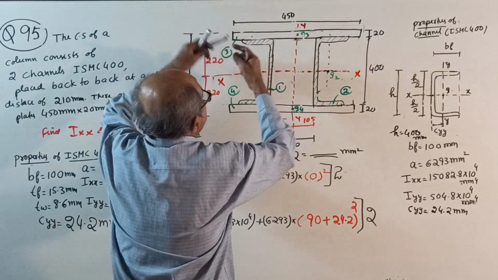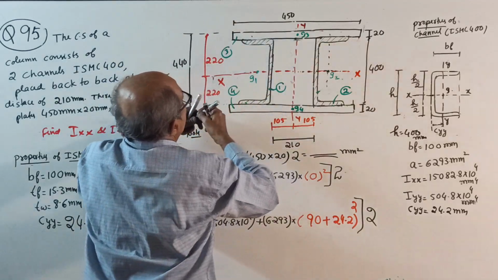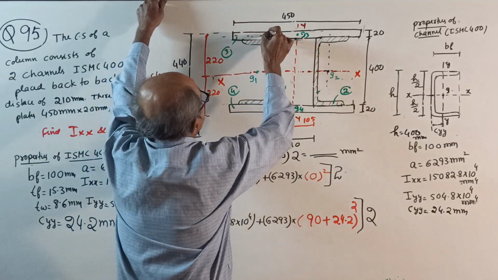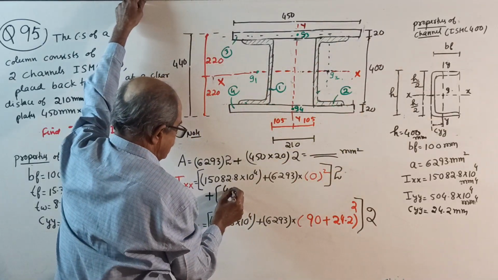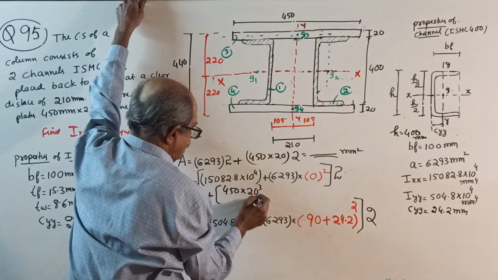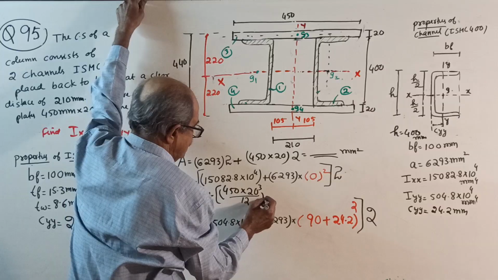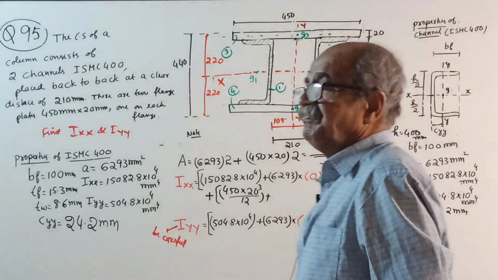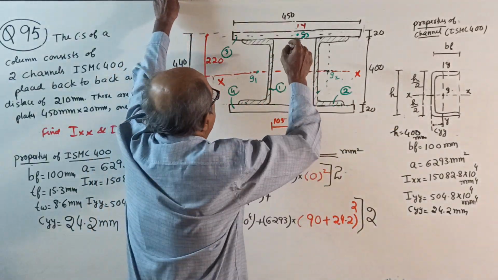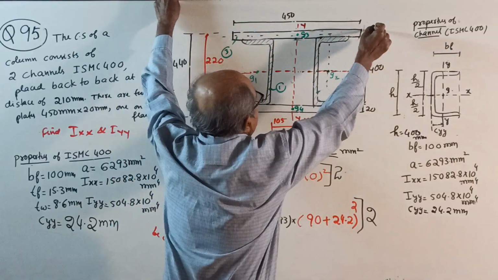Plus, start here. This is G3, not fully visible. First, I about its own centroidal axis, this axis. That is 450 into 20 cube by 12. I forgot to check the camera for the top dimension. I think there is no problem. Fully visible, no problem. First I about its own axis, 450 into 20 cube by 12.